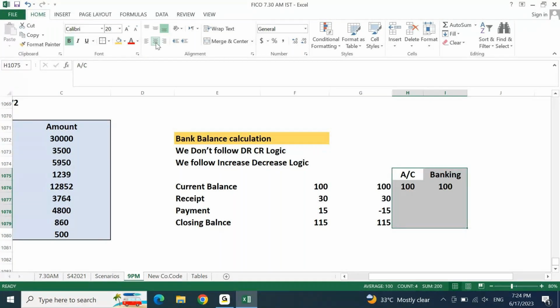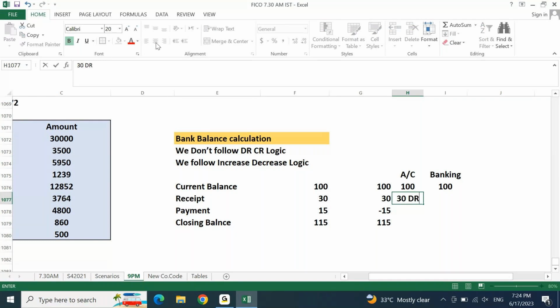According to accounting, receipt of 30 will be what? 30 debit or 30 credit? Debit. According to accounting, 30 debit. Same thing according to banking: if you receive anything, credit. This is 30 credit.